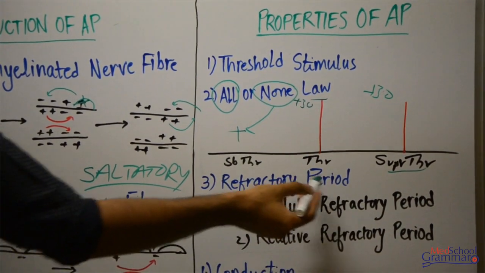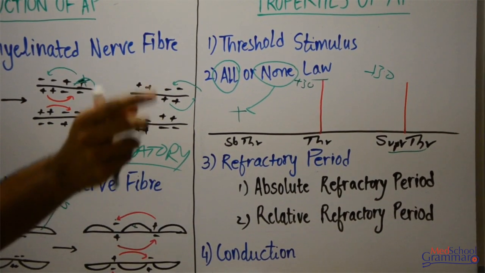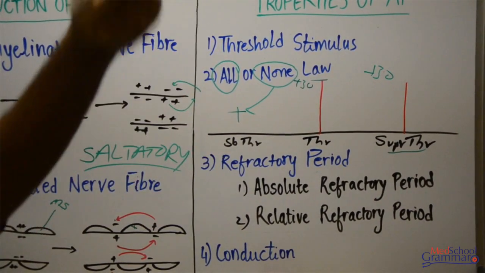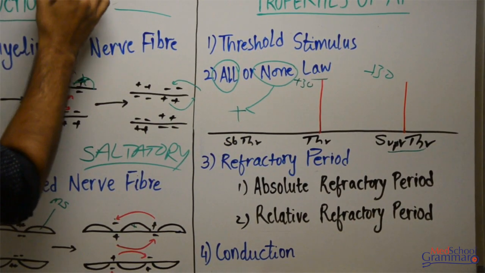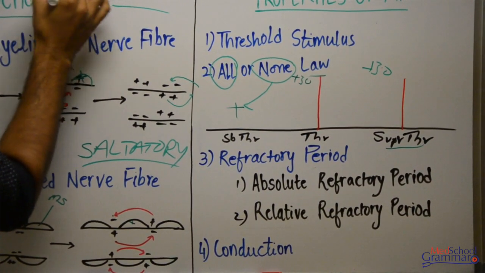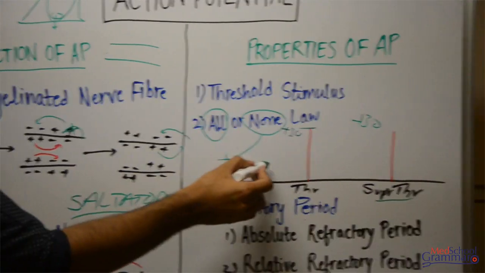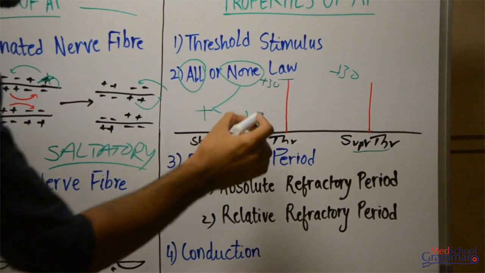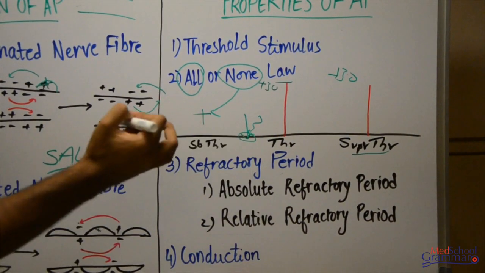The third property is the refractory period. Refractory period is a time interval between two action potentials in which the nerve fiber does not respond to another impulse. For example, if this is a nerve fiber and one action potential has been completed, for the second action potential to start there is a time gap in between. This is known as the refractory period. If you have stimulated a nerve once, and the nerve is in its refractory period and you stimulate it again, it will not respond.